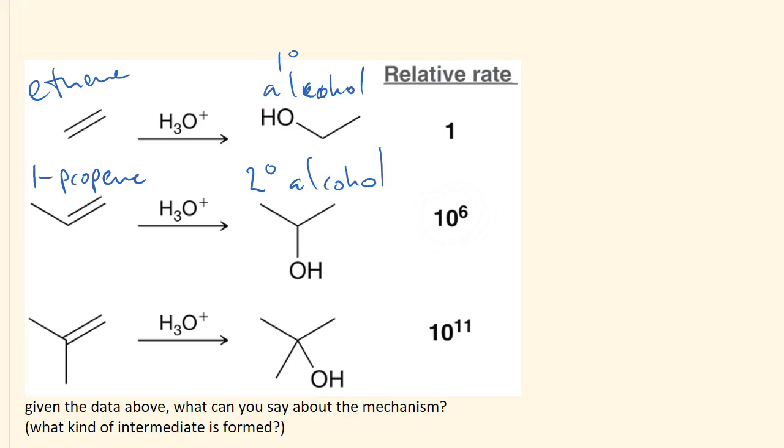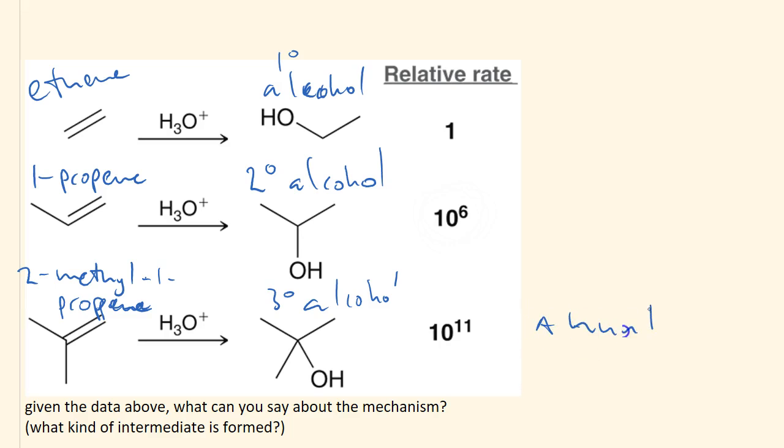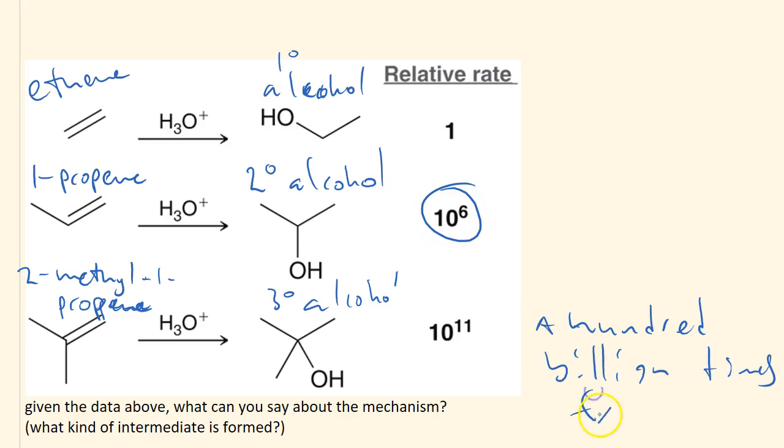So if we then have 2-methyl-1-propene, and we react it via acid catalyzed hydration, we get a tertiary alcohol with a relative rate of 10 to the 11th. That's a relative rate of 100 billion times faster.